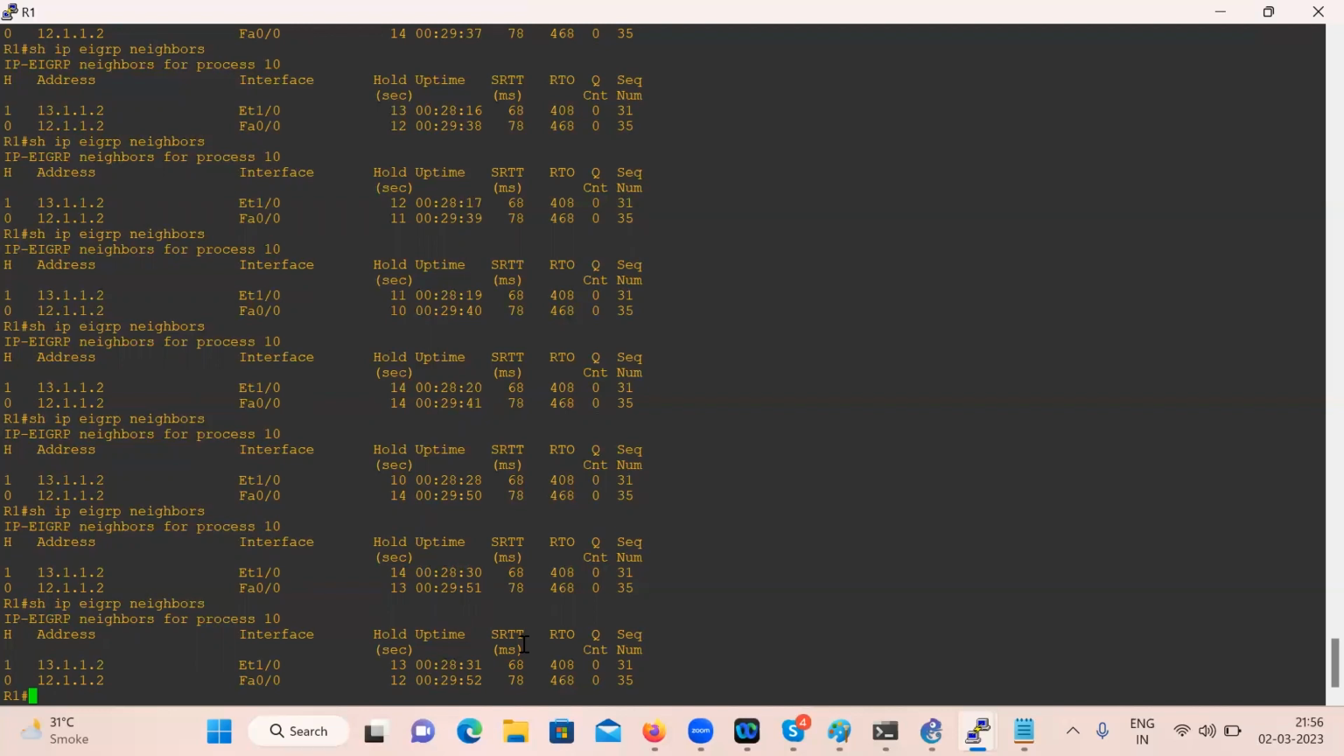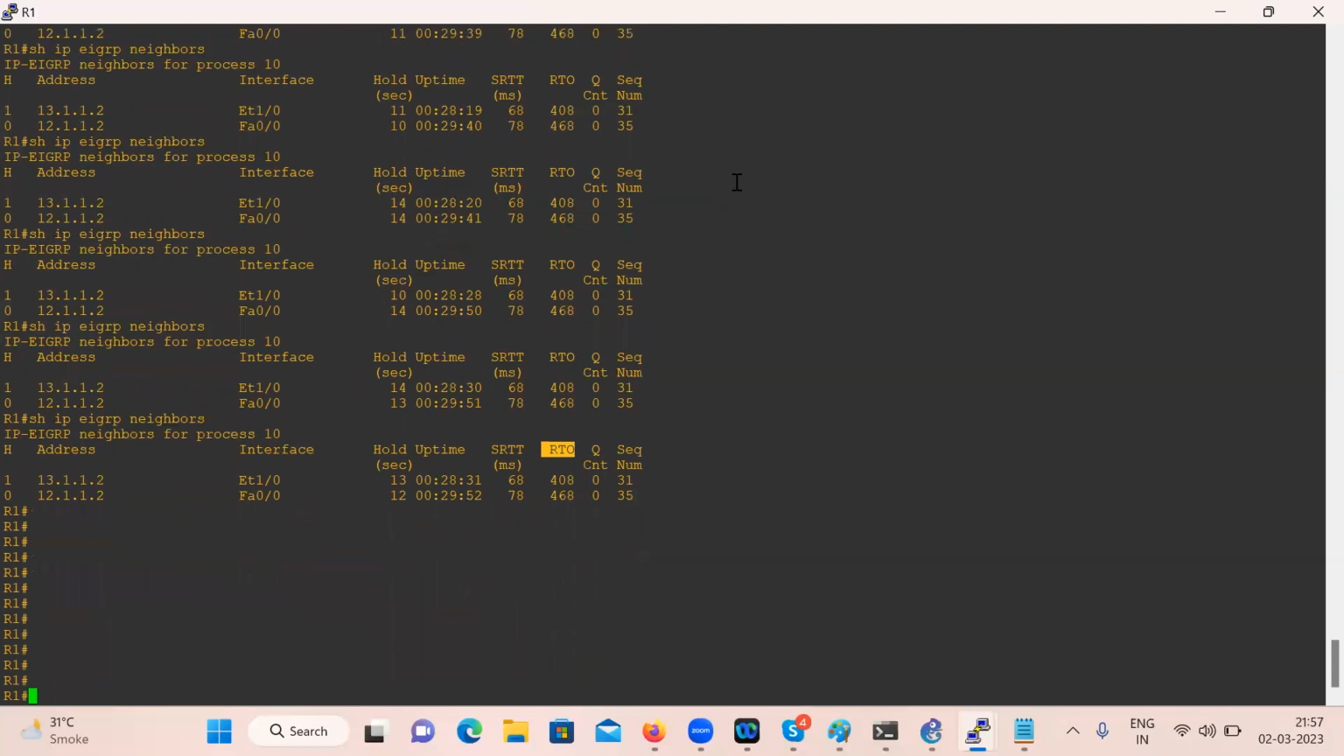If it is coming below 10, that means something is wrong between the two routers. And then, till 15 seconds, whatever time is remaining, they will break the neighborship. This is smooth round trip timer. No need to worry about RTO and the sequence number.